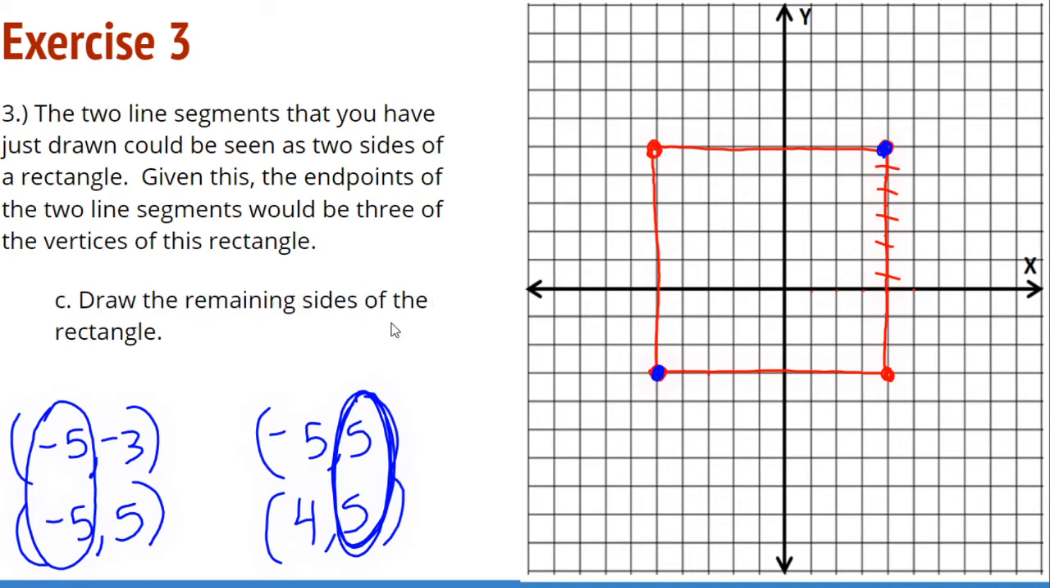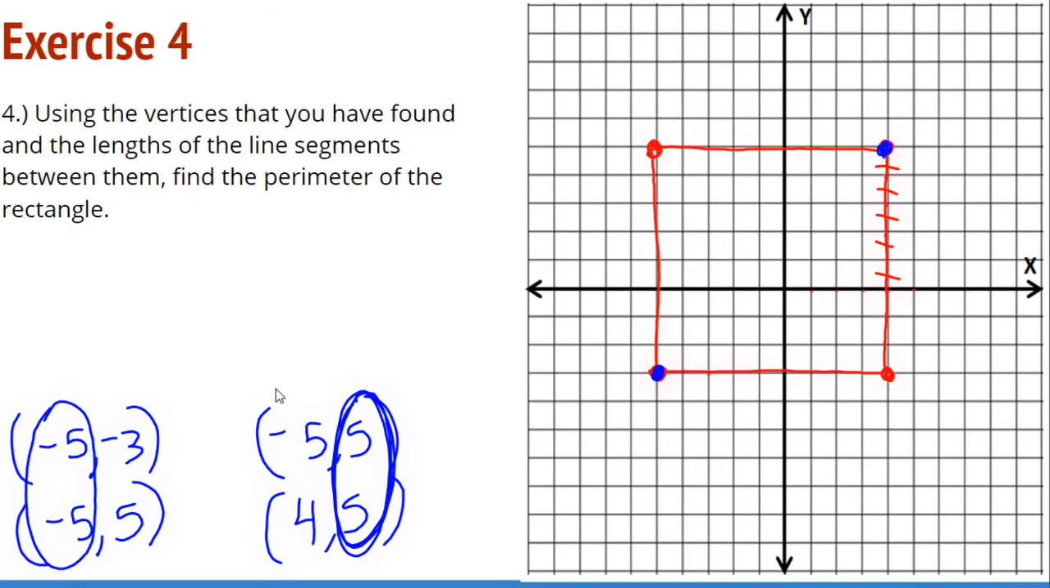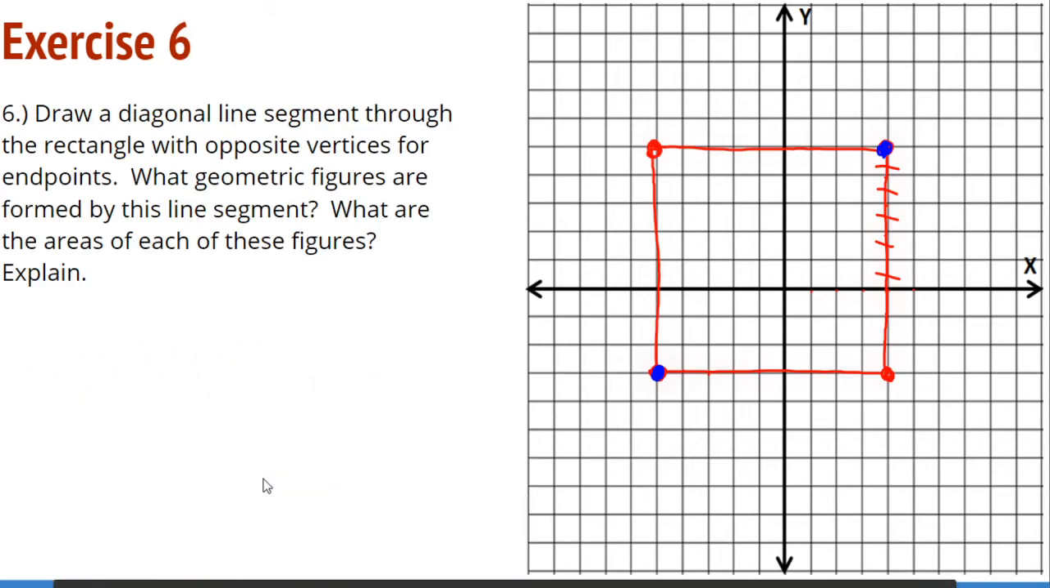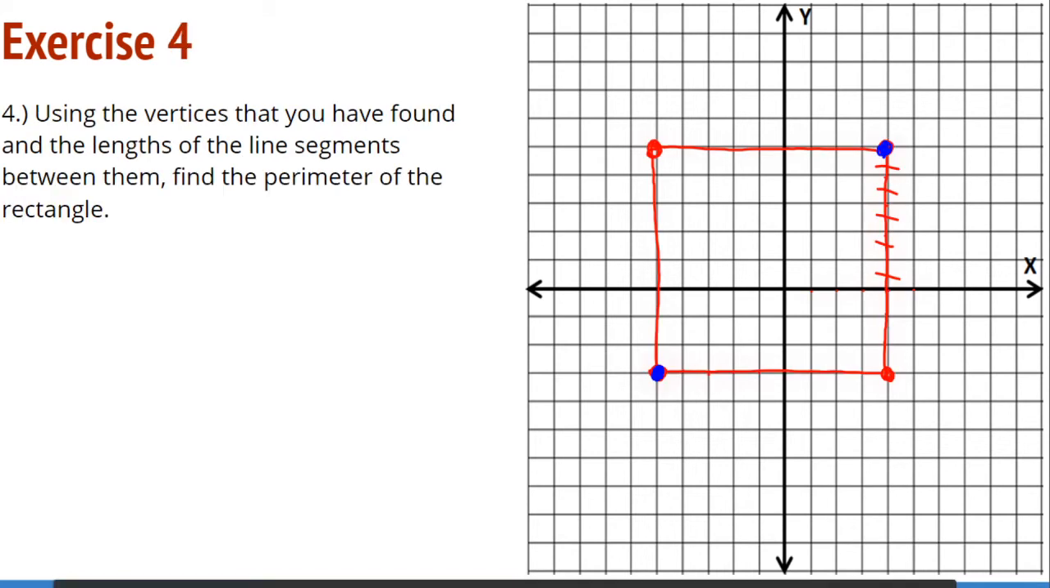I've already drawn the remaining sides of the rectangle. So we now need to find the perimeter of the rectangle. So I need to find the length. Come back here. There we go. All right. So I need to find some lengths so that I can find the perimeter. Remember, the perimeter is the distance around the outside of the rectangle. So if I can find the distance between this point and this point, and this point and this point, I should be able to find the whole perimeter.